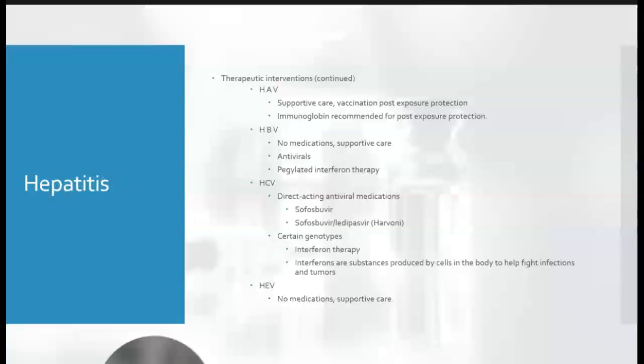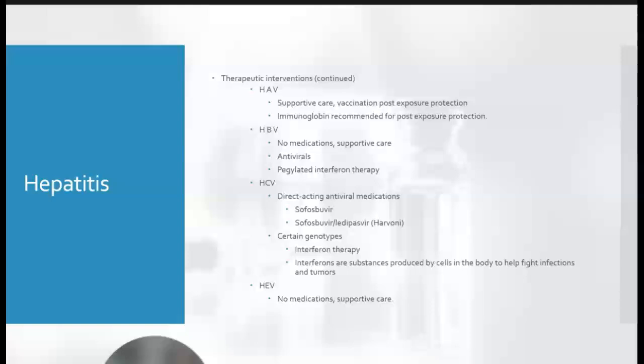So specific therapeutic interventions that we're going to do for hepatitis A, it's supportive care. We can give a vaccine post-exposure to maybe protect them against getting hepatitis B if we know that they've been in contact. We can also give them some immunoglobulins if we know they've been exposed, and we can hope that prevents that from happening. Hepatitis B, there are no medications to treat hepatitis B, so it's going to be supportive care. We can give them some antivirals, and these antivirals can help some.